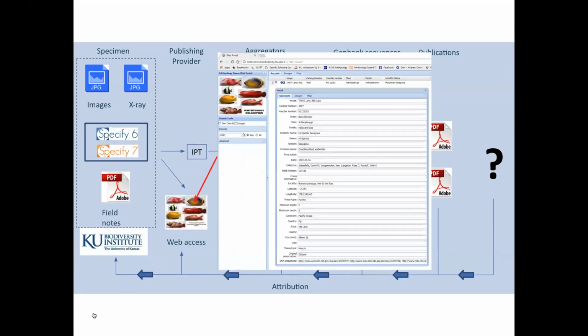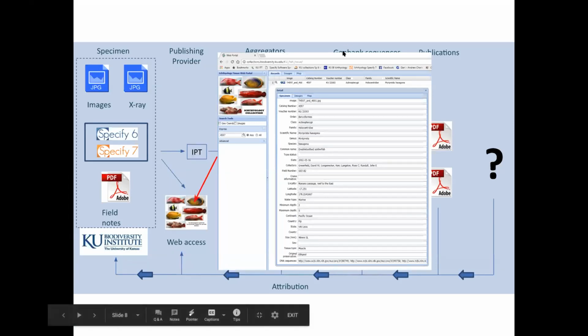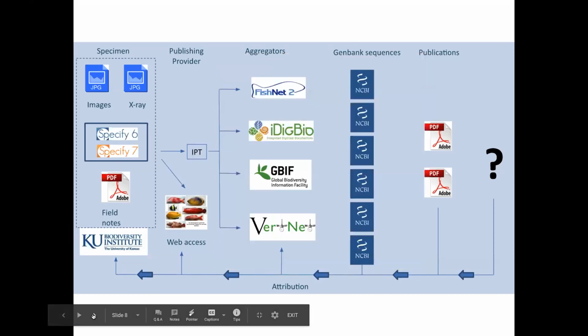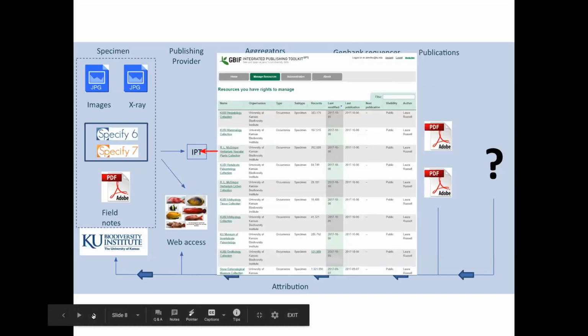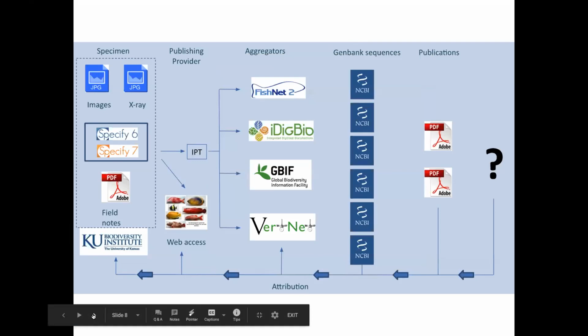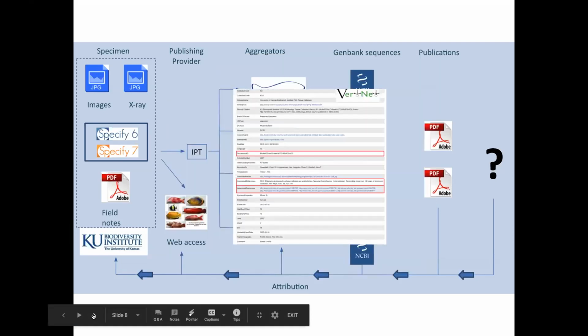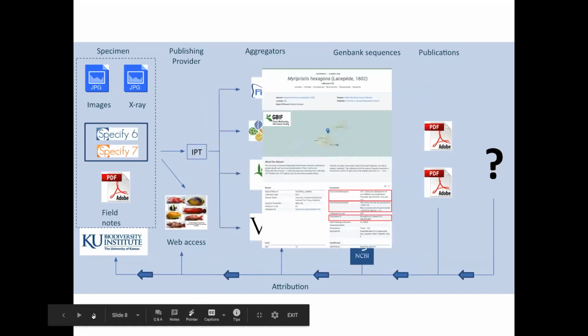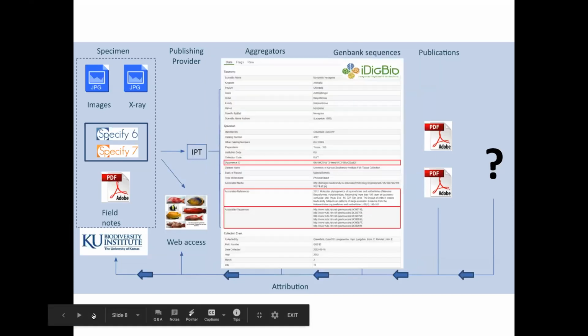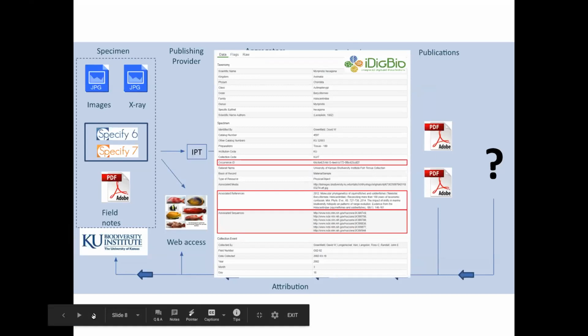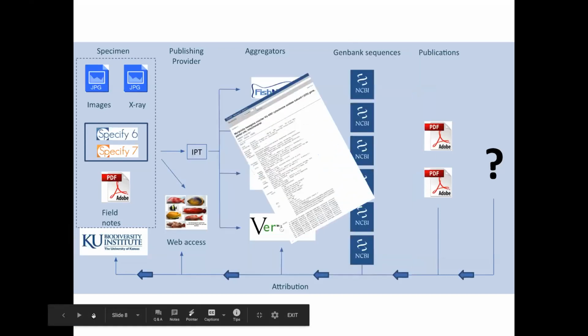And this information is then represented on the web through either a local web instance where people can search your local collection, or going through IPT and being published out to all of the aggregators. So my collection is available in FishNet, it's available in VertNet, it's available in GBIF, and it's available in iDigBio. So multiple aggregators, all with the same information coming from that IPT instance.